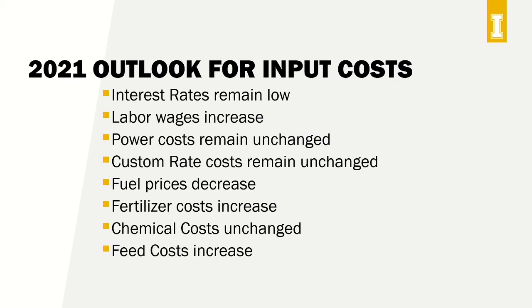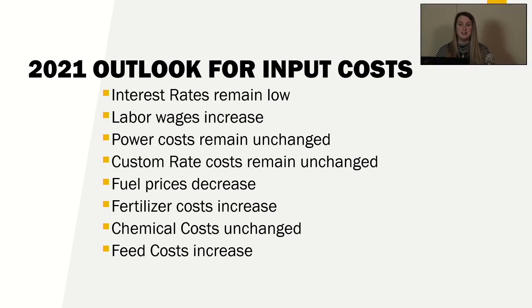And so what is my outlook? Well, I think interest rates will remain low. I think that labor wages will increase, especially with what they promise as an administration of minimum wage requirements, which could be very interesting for our agricultural sector. Power costs remain unchanged. I don't think Idaho Power, when it comes to irrigation, is going to change that much. I think custom rate costs are going to remain unchanged. They might increase a little bit, again, especially if they're tied to these labor wages.